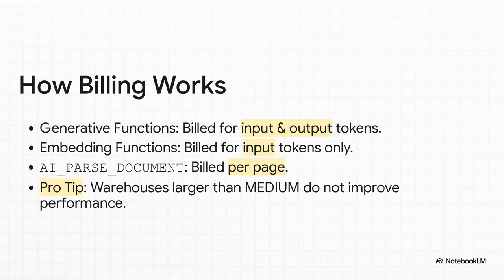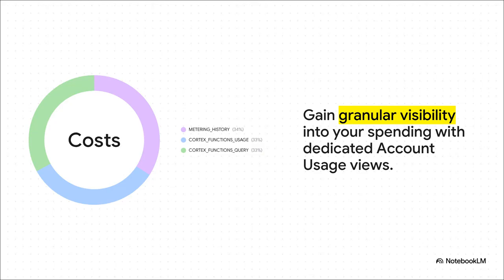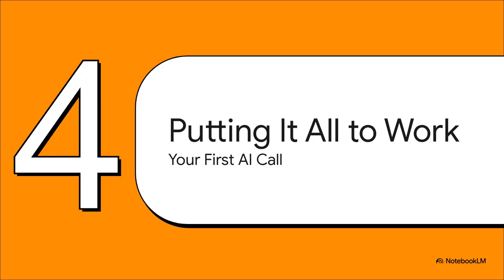And listen up, here is a huge pro tip. These functions are not made faster by bigger warehouses. Using anything larger than a medium-sized warehouse won't improve performance, it'll just burn through your credits faster. So stick with the smaller ones for these jobs. And you're not flying blind here. Of course not. You can track every single credit you spend. Snowflake gives you these dedicated account usage views, so you can see the big picture of your AI spending, or you can drill all the way down to see cost per function and even the cost of a single query. You get full transparency.